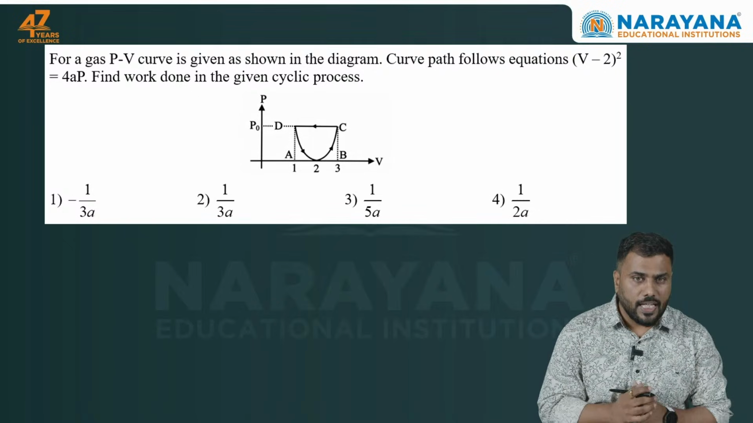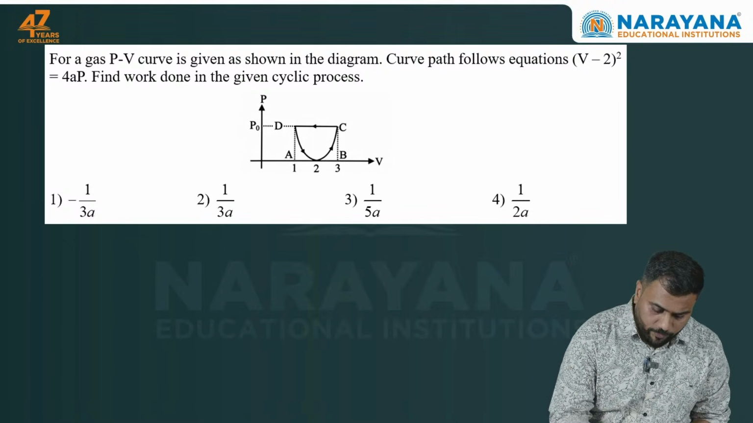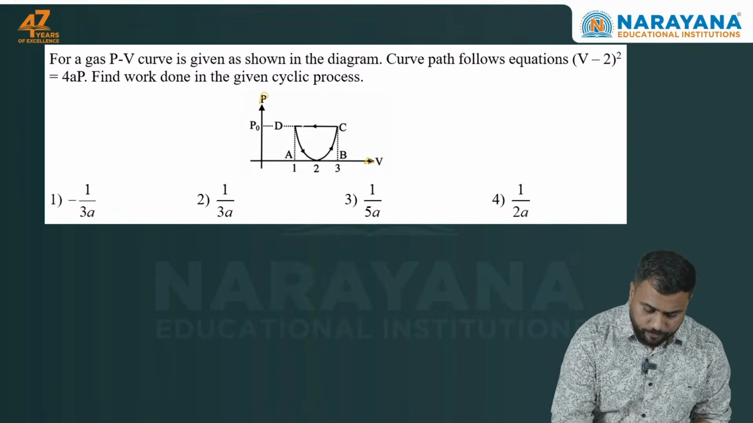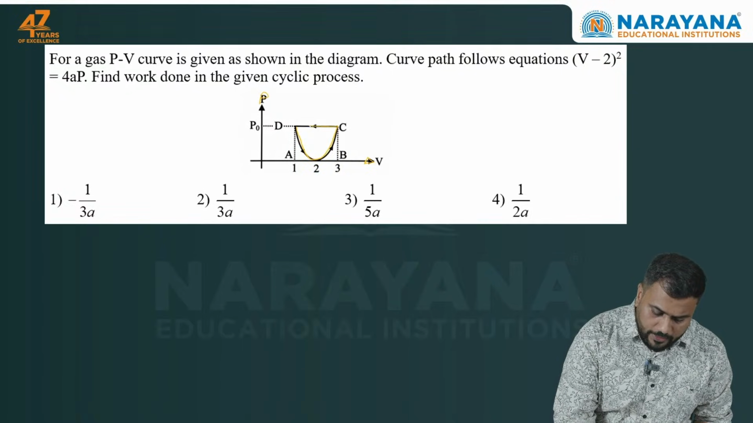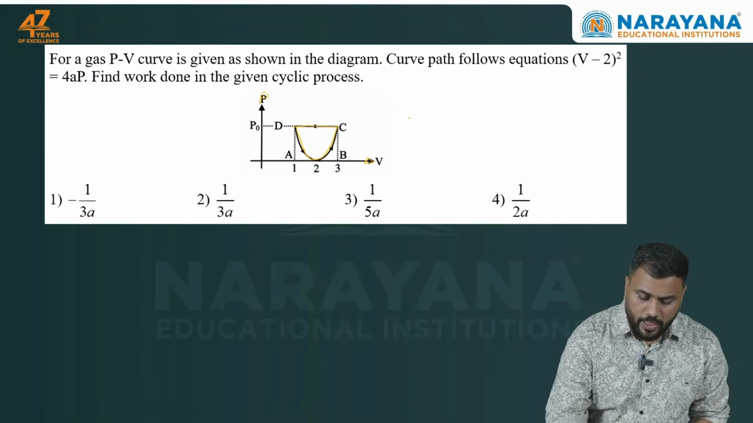First of all, let us analyze what kind of situation is provided to us. So we have a PV graph. P is on the y-axis, V is on the x-axis. The graph is something like this. The graph is starting from this point, let's say D, it is going towards C and it is returning to the D point. So I need to calculate the work done.